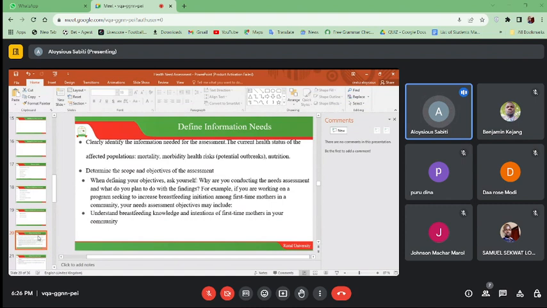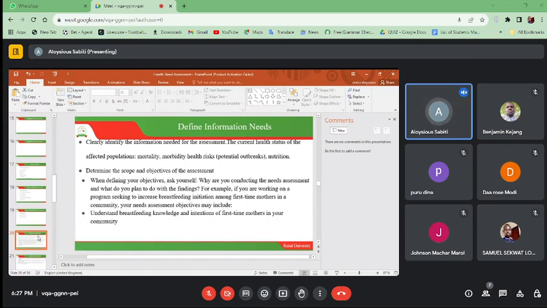Step 2, you have to determine the scope and the objectives of the assessment. When defining your objectives, ask yourself, why are you conducting the assessment and what do you plan to do with the findings? For example, if you're working on a program seeking to increase breastfeeding initiation among first-time mothers in a community, then your needs assessment objectives may include understanding breastfeeding knowledge and intentions of first-time mothers in your community.